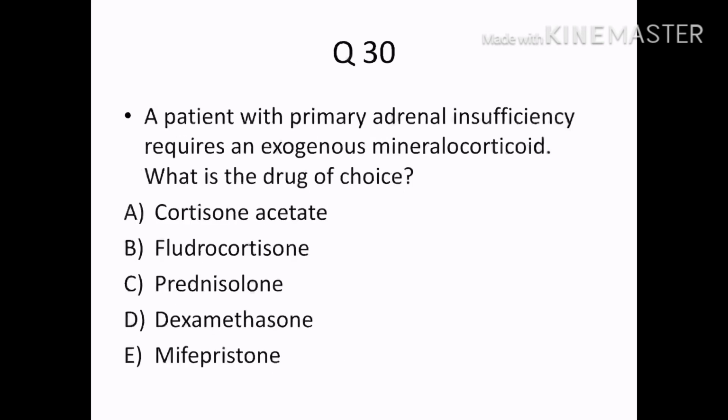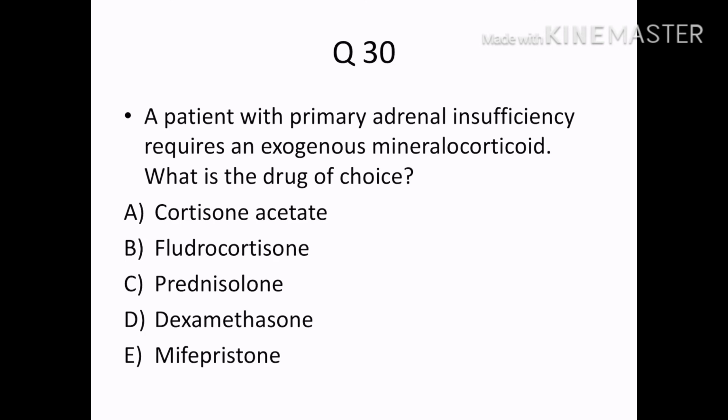Question number 30. A patient with primary adrenal insufficiency requires an exogenous mineralocorticoid. What is the drug of choice? A. Cortisone acetate, B. Fludrocortisone, C. Prednisolone, D. Dexamethasone, E. Mifepristone. Now, the adrenal gland produces glucocorticoids and mineralocorticoids. Mineralocorticoids maintain the right levels of sodium and potassium within the blood. A person with primary adrenal insufficiency in which the person is not producing enough mineralocorticoid would require an exogenous mineralocorticoid.